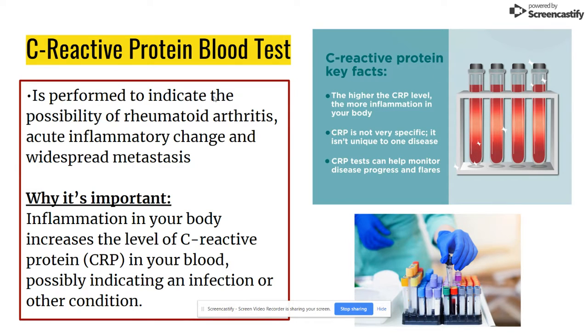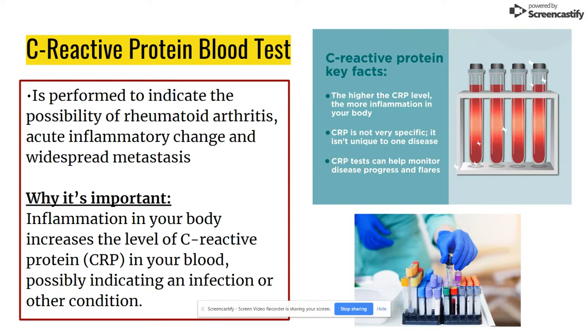So C-reactive protein. C-reactive protein is what happens when your body has an inflammation. So your body has inflammation somewhere. The C-reactive protein gets released, and it's in your blood essentially. But so C-reactive protein says, hey, there's inflammation. And the higher the CRP level, the more inflammation in your body.